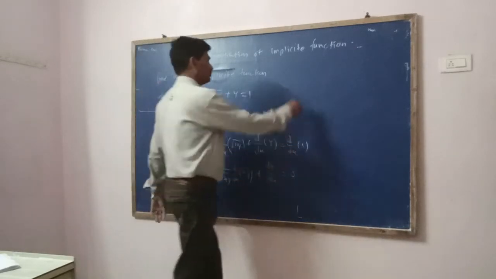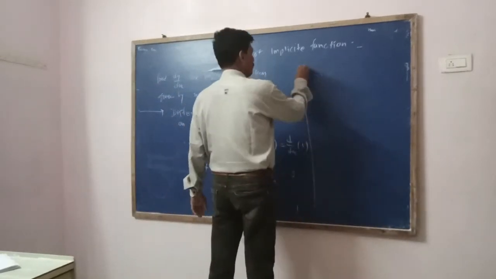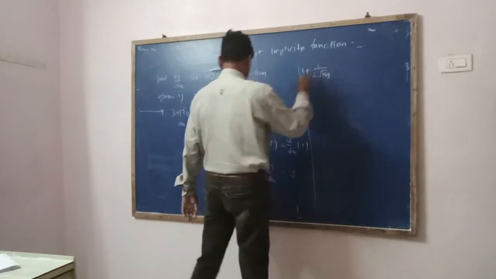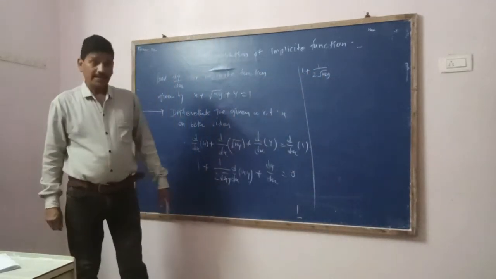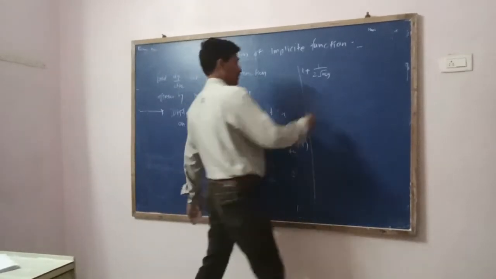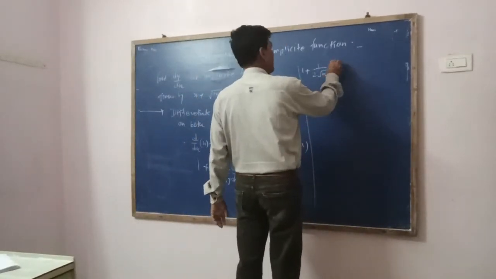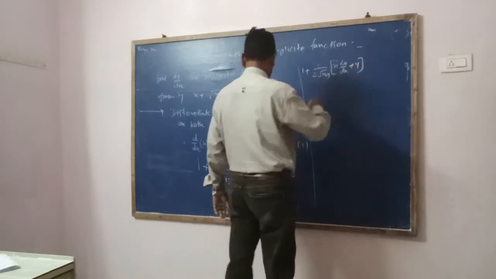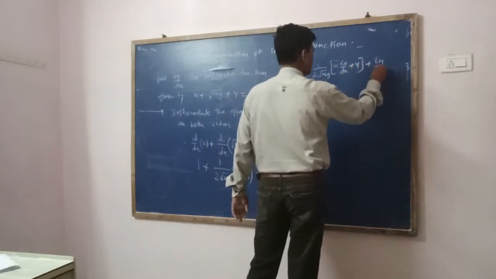Now 1 plus 1 upon 2 root xy, into the derivative of xy, because it is a product, using product rule: x dy by dx plus y, plus dy by dx.